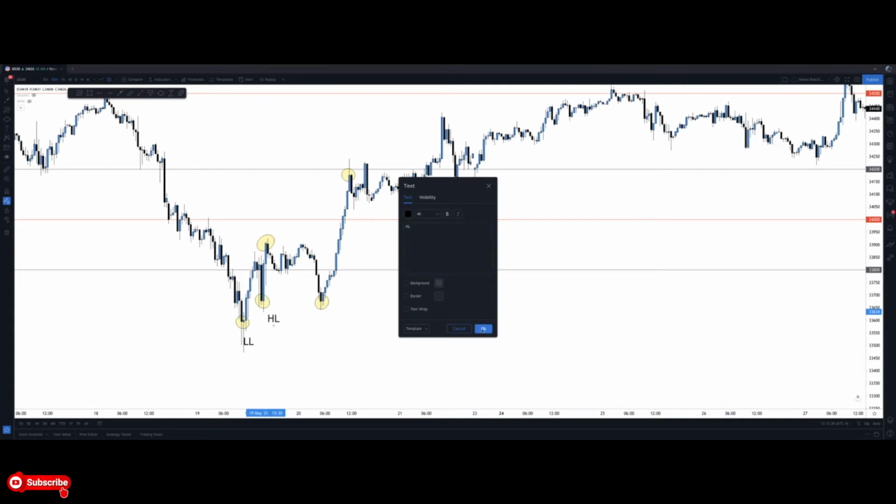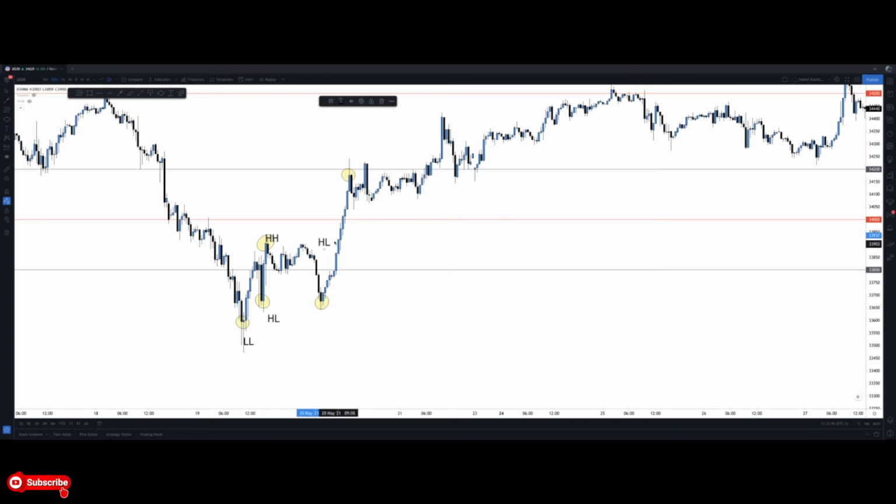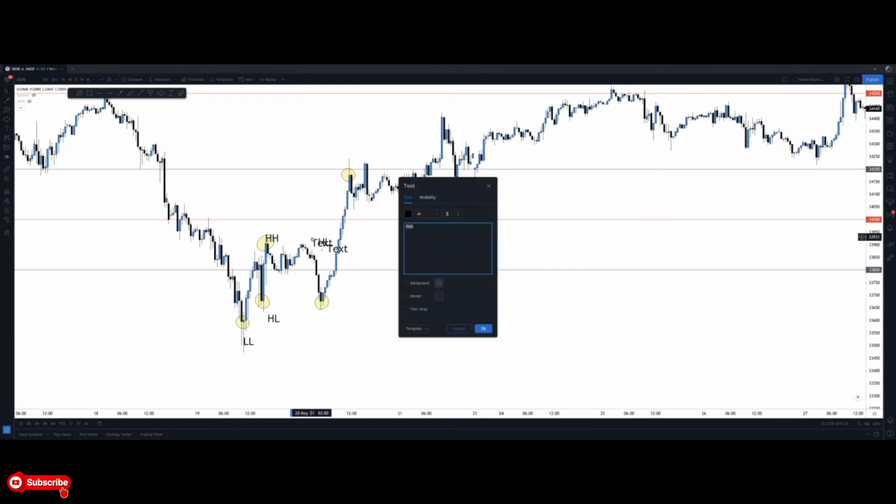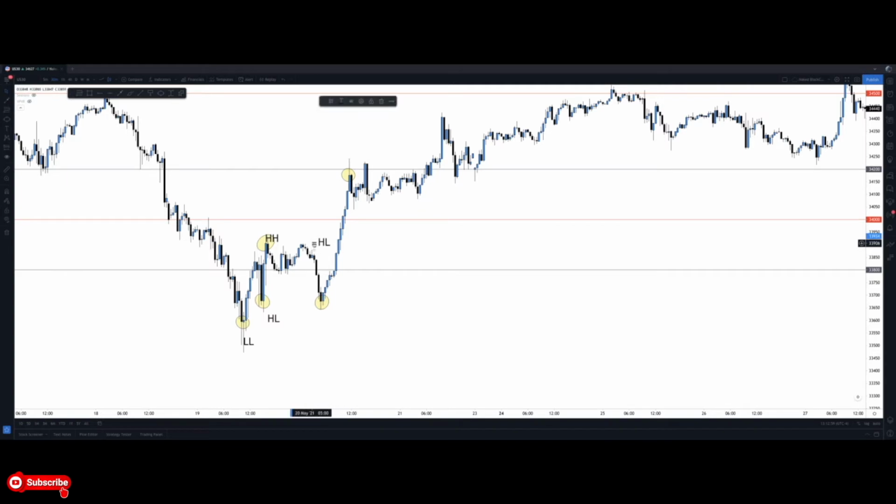And then what happens afterwards? We then come up to this and make a higher high. We're not gonna worry about all this. The only things we're looking at are all these right here. And right here, we did it again. Higher low. This is a basic uptrend right here. This is basic market structure of an uptrend.